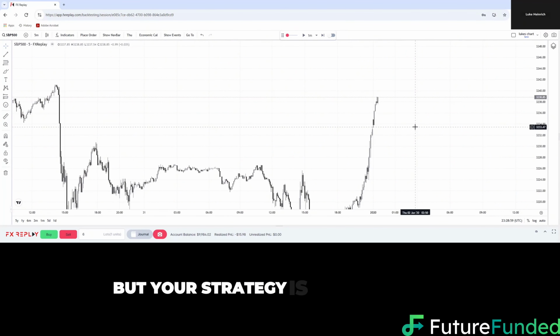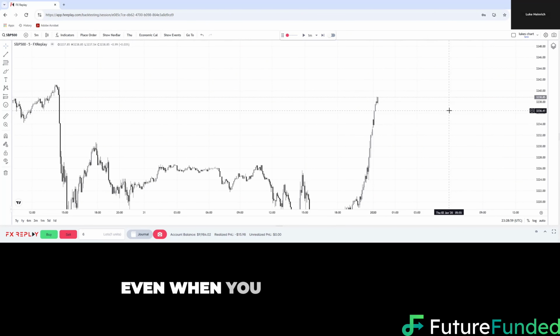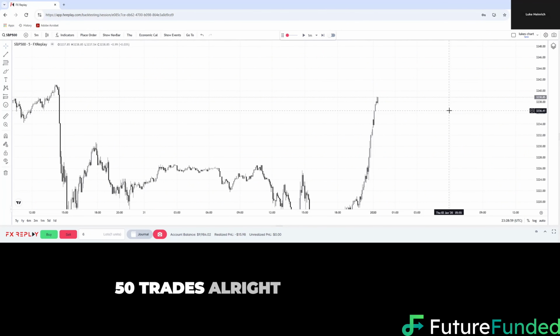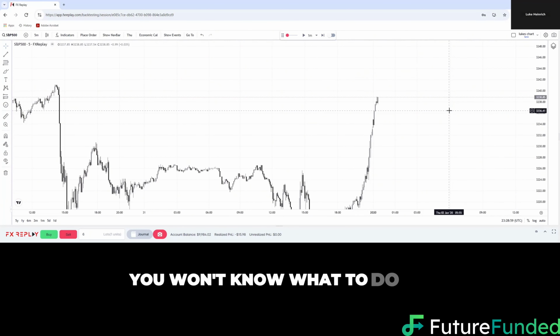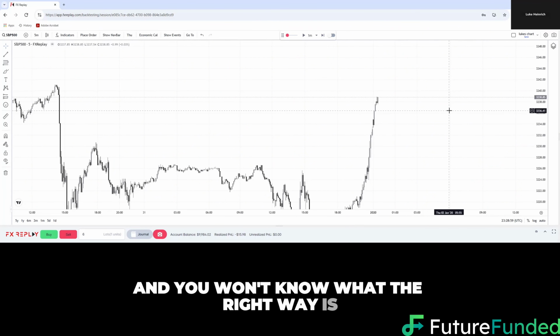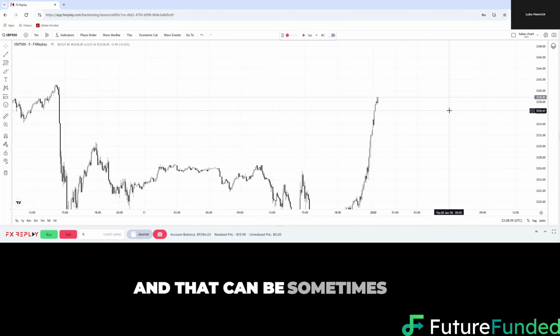But your strategy is also designed to still make money if it works. It's designed to still make money even when you go through those losing streaks after 20, 25, 30, 40, 50 trades. All right, that's how most strategies work. No strategy on the planet is designed to work every single trade. It is only designed to work over a long period of time. But if you do not believe in that strategy, you can't embrace your down cycles. You won't know what to do or how to come out of those down cycles. And you won't know what the right way is or the right attitude is in order to embrace your down cycles. And that could be sometimes the most important thing.